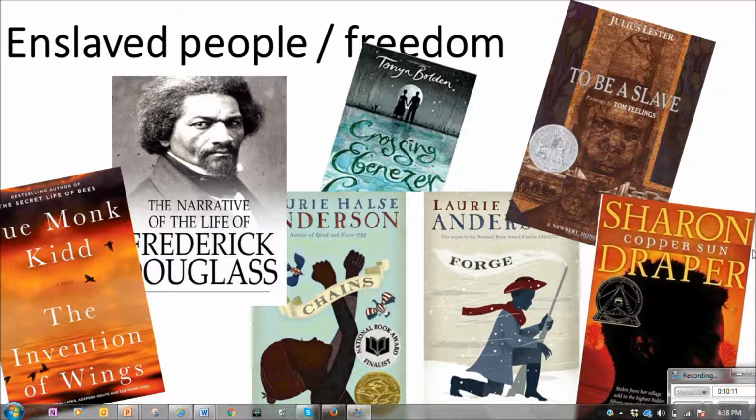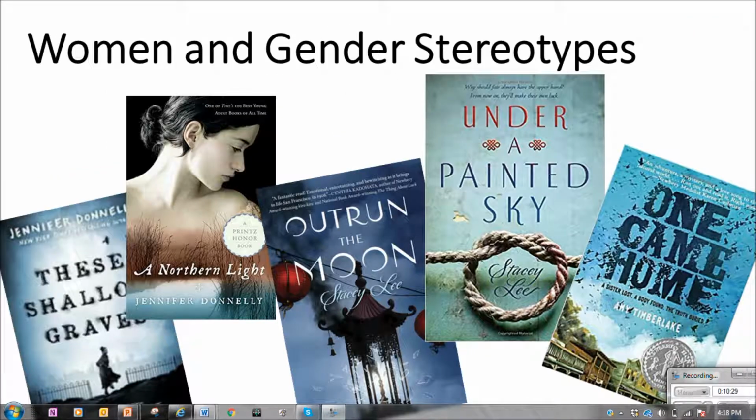The last one is Copper Sun, which is the story of Amari, who's stolen from her African village and sold into slavery. And she's a spirited girl who runs away, and you'll have to read the book to find out what happens. The last group concerns women and gender stereotypes. These Shallow Graves is about a rich girl in New York City around the turn of the 20th century, and she's trying to solve a murder of her father, and she has to bump up against all kinds of prohibitions on women in order to do so.